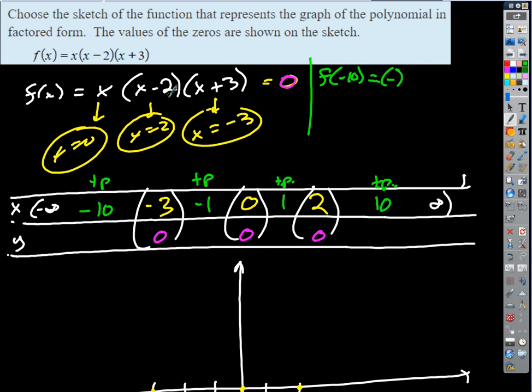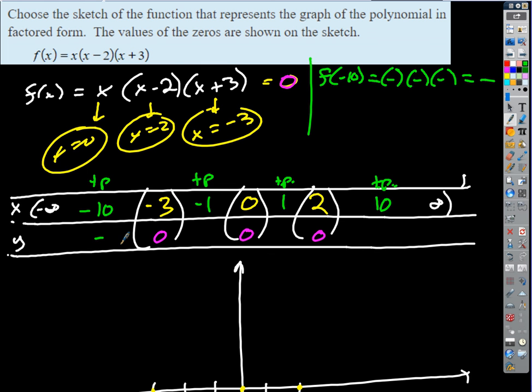-10 minus 2. Negative. How about that one? -10 plus 3. What's the result if I do negative times negative times negative? Negative. I have an odd number of negative factors, and so the overall result is negative, right?